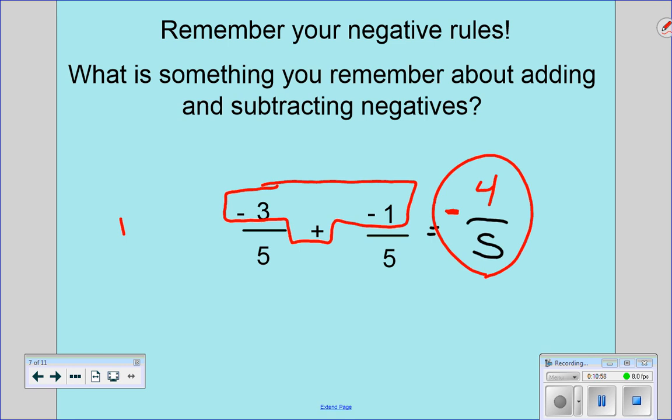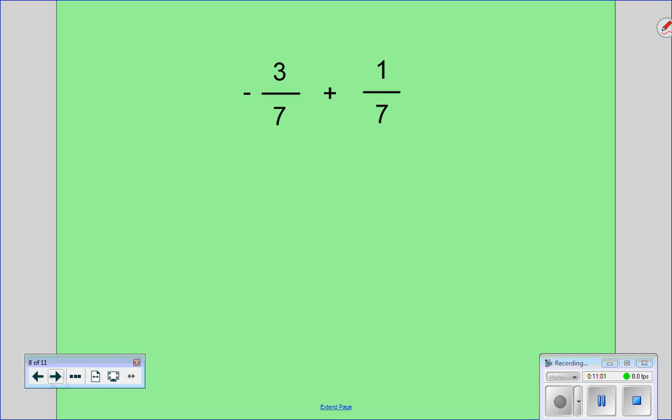All right, let's do another one. Okay, so let's talk about this one. Negative 3/7 plus 1/7. You're going to try by yourself. Try by yourself. See what you can do.